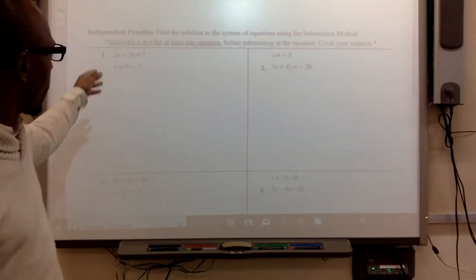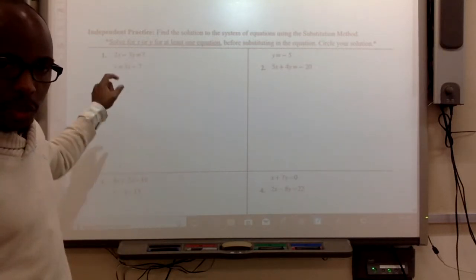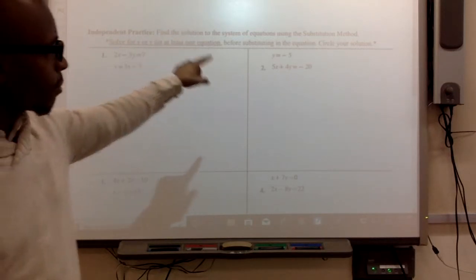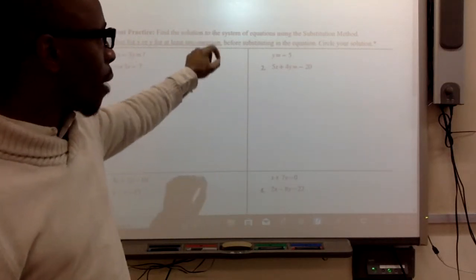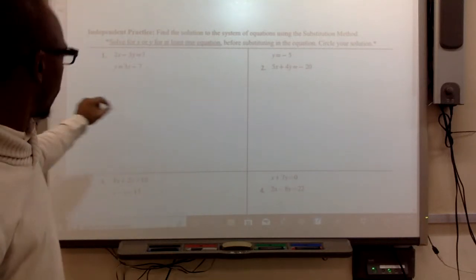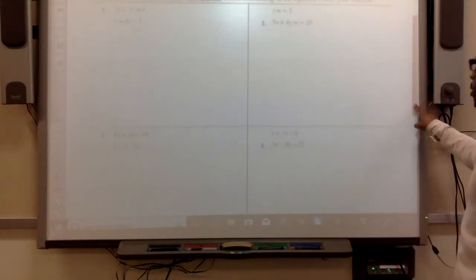For example, here, they solve for y. All you got to do is plug that in to the second equation. To solve for y, plug that into the first equation. Number 2, right, they have y is equal to a number. Plug that into the second equation, okay? Remember, you're looking for a solution, so it's got to be a point, okay?